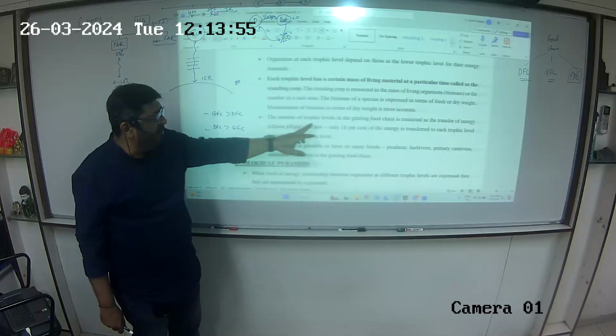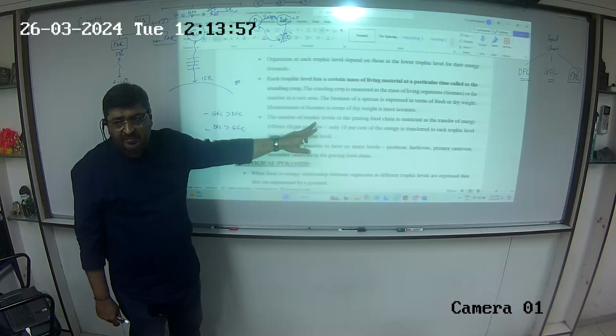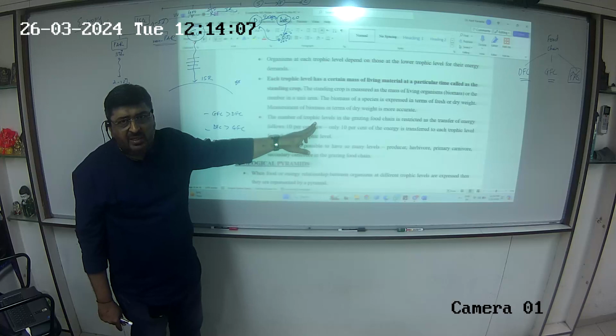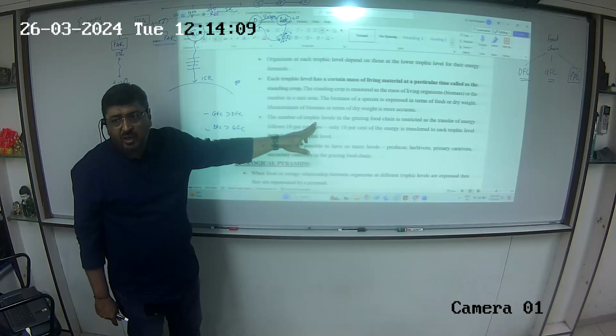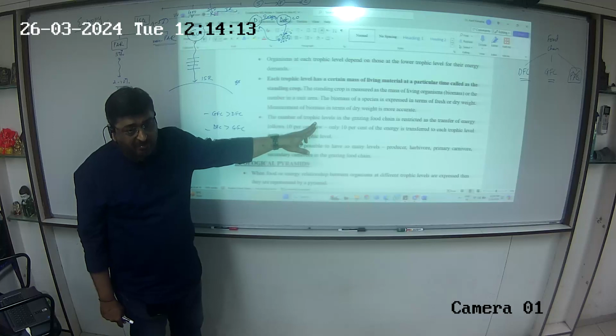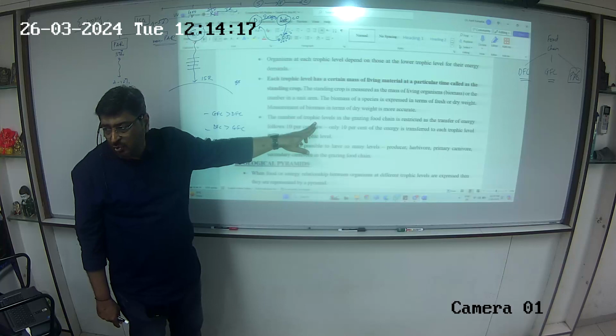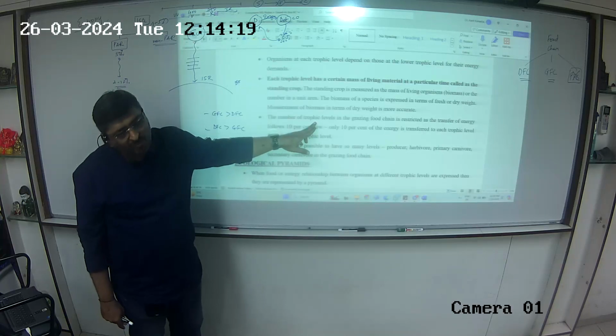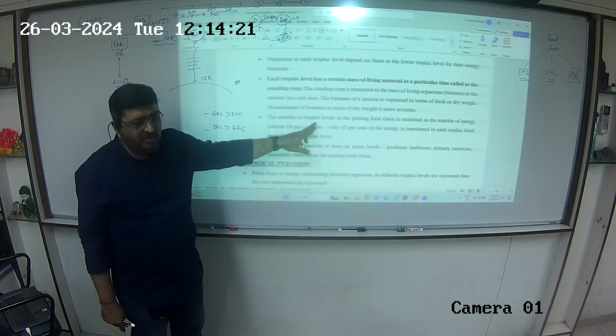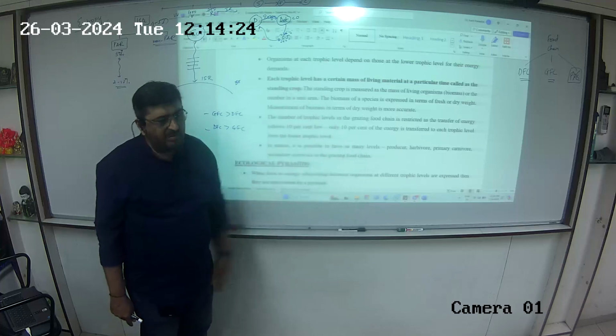The number of trophic levels in the GFC. What is the GFC? Why do we take dry weight? Like it exists as wet weight. No, but the amount of water is variable from time to time. For example, if I take it in a humid season or a non-humid season, the amount of water would be different. So that's why dry weight is more accurate.